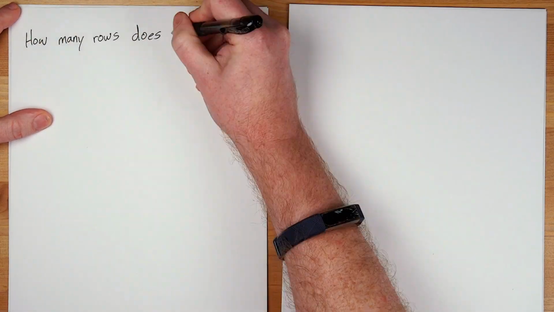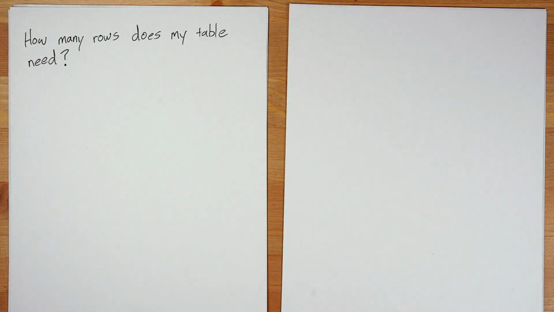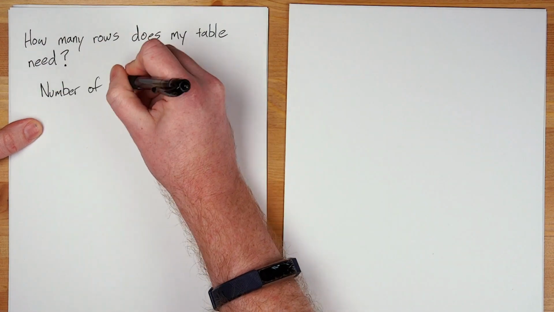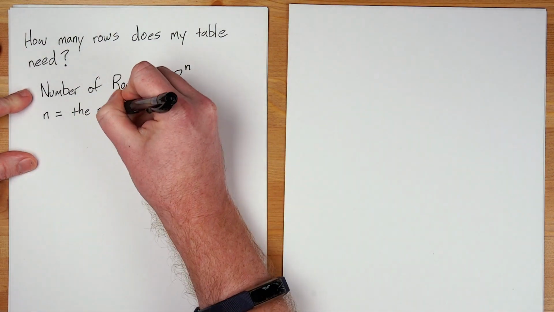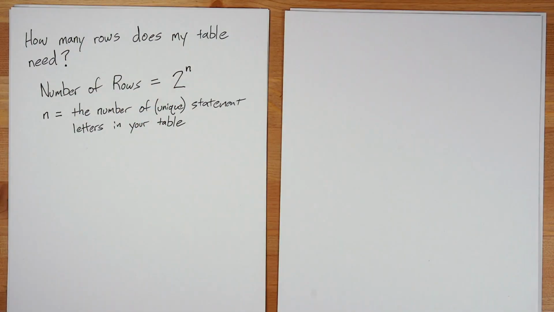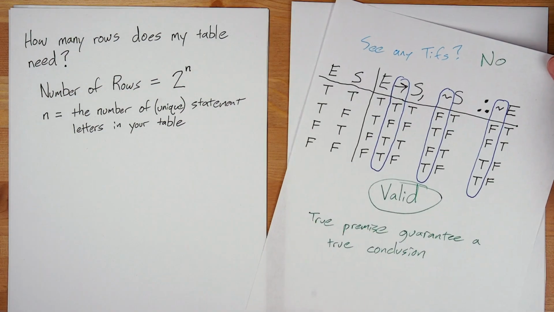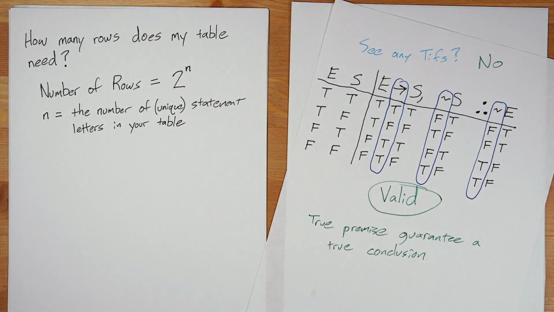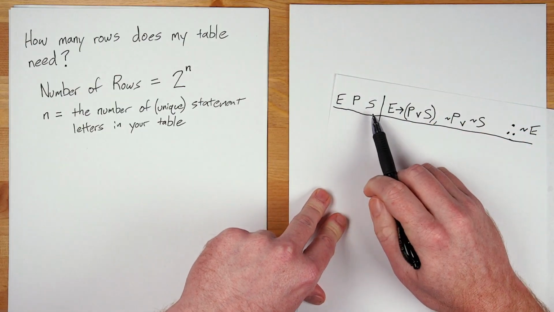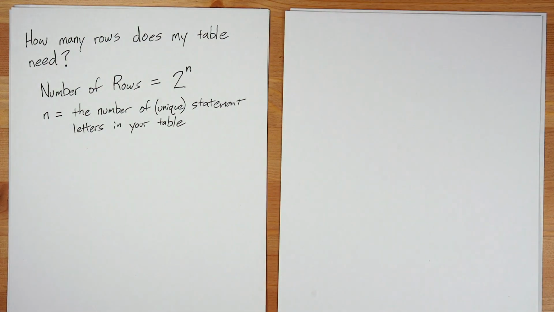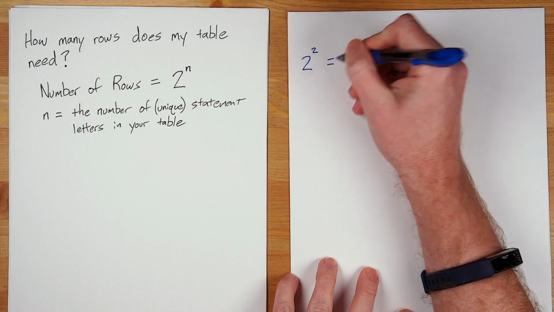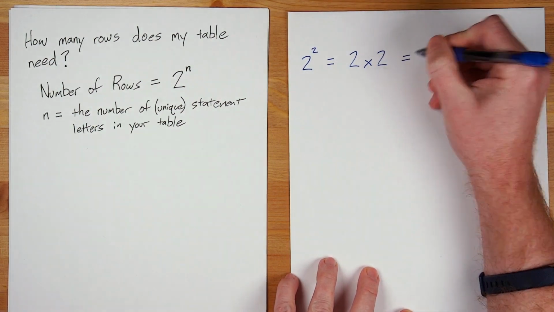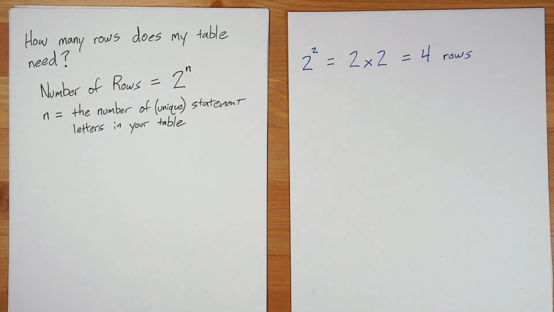First, you need to figure out how many rows your table needs. The formula for this is 2 to the power of n, where n is the number of statement letters in your table. Our previous example had 2 statement letters. Our current example has 3, and of course, you'll have tables with even more. 2 to the power of 2 is, of course, equivalent to 2 times 2, which equals 4.